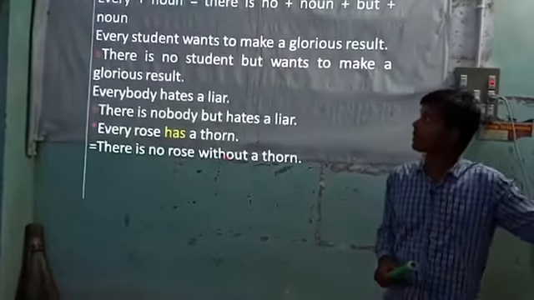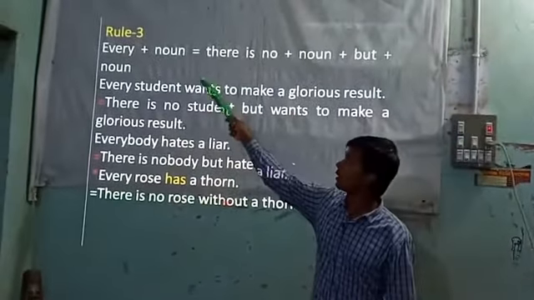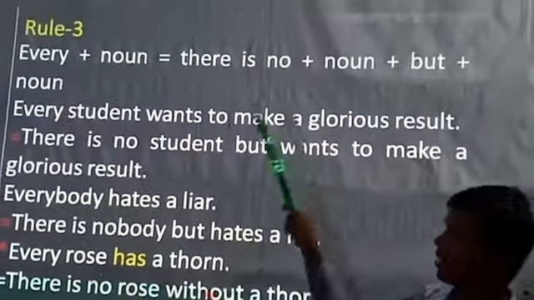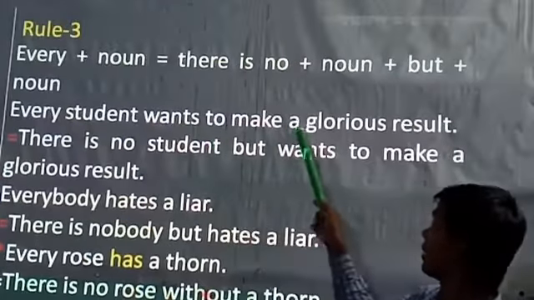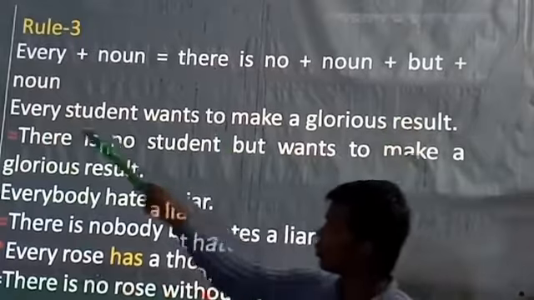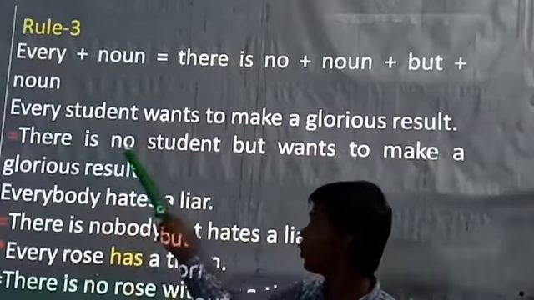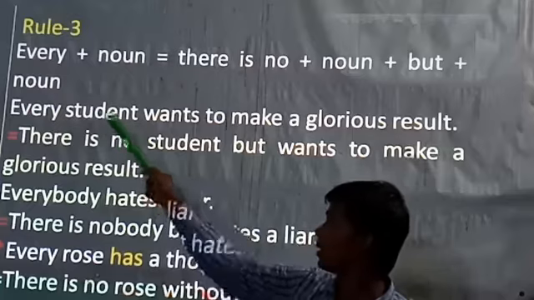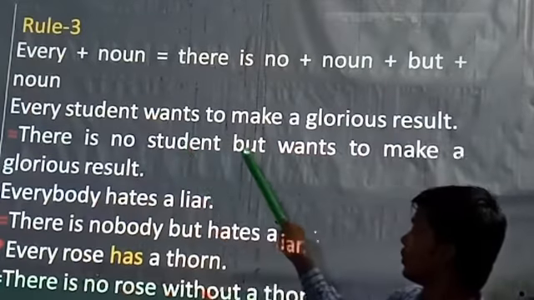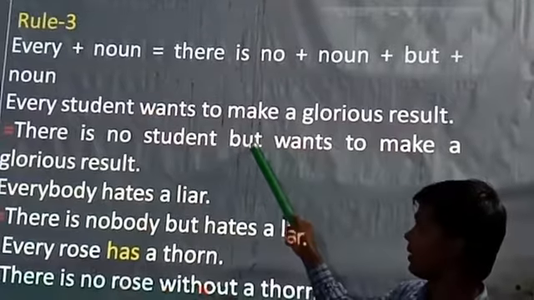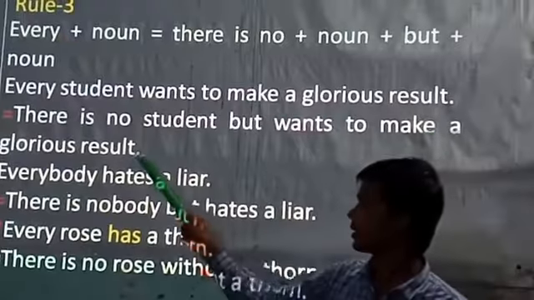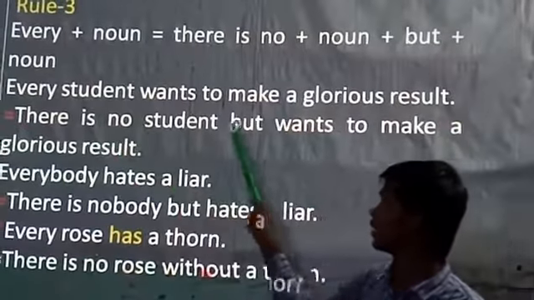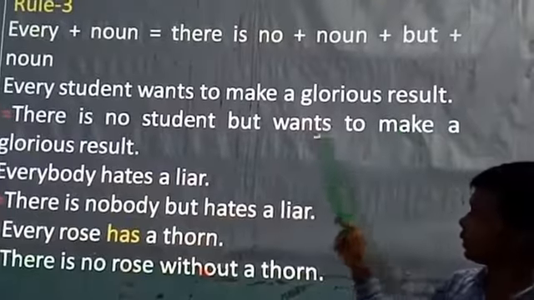Rule number 3: every plus noun equals there is no plus noun plus but plus noun. Dear students, every student wants to make a glorious result. In place of every, you must write there is no, then the noun, student, and you will have to write an extra but, then the next part of the sentence, wants to make a glorious result. So: There is no student but wants to make a glorious result.